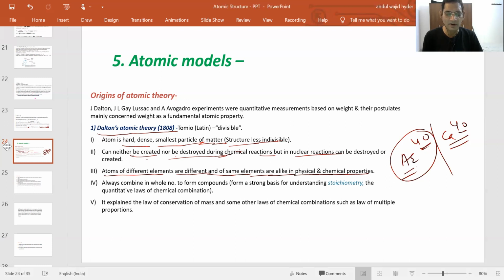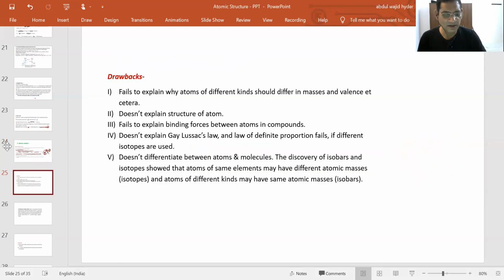It explained the law of conservation of mass and some other laws of chemical combination, such as the law of multiple proportions. So Dalton's atomic theory explained the law of conservation of mass and some other laws of chemical combination, such as the law of multiple proportions.